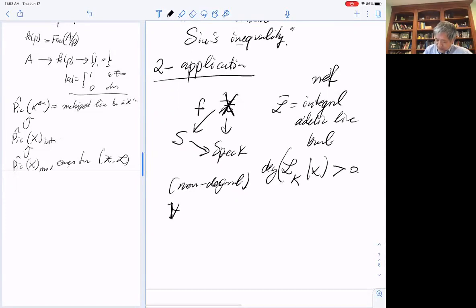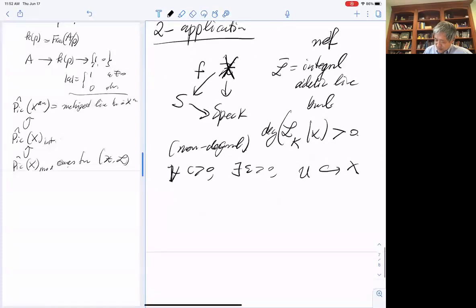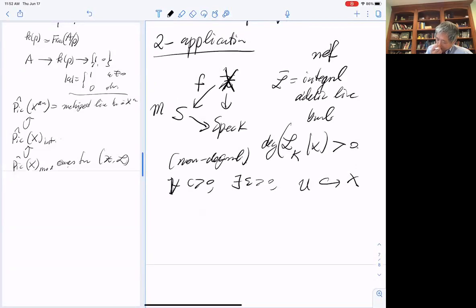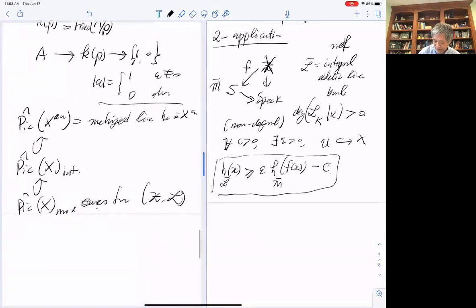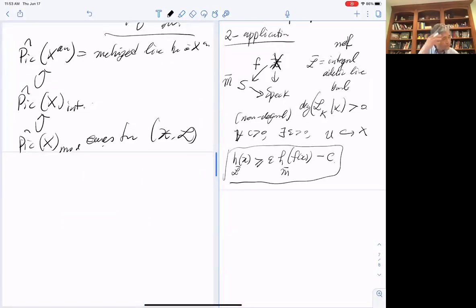Then for any C bigger than zero, there is an epsilon bigger than zero, and a sub open set in X here. Now suppose here is the line bundle M, for example, and such that the height of X of L is greater than epsilon times the height of F of X with M, minus C. So this is a very general theorem, but this is really a simple consequence of Shou's inequality, which was originally proved in Xinyi's PhD thesis. And then in Philip Zhang's paper, this one was introduced in a form there.